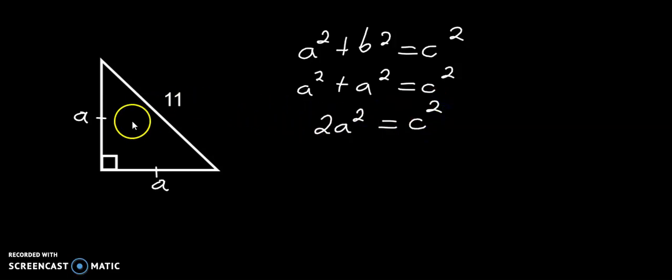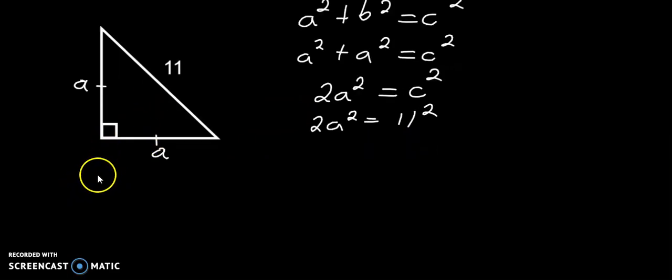So let's put in the value for C. We know what C is. So 2A squared equals 11 squared. So now we have 2A squared equals 121. So what do I do to both sides? Remember, I'm trying to find A. I'm trying to get A all by itself. So let's get rid of this 2 by dividing both sides by 2.